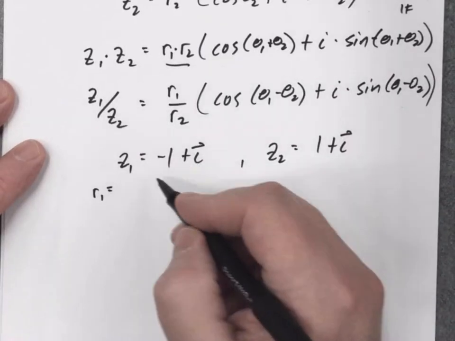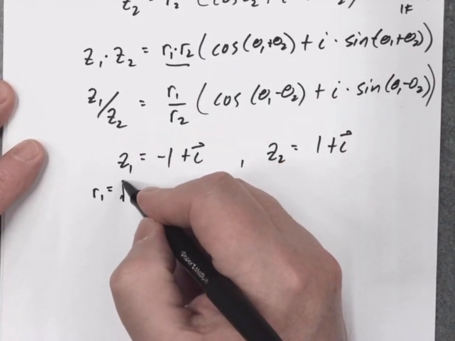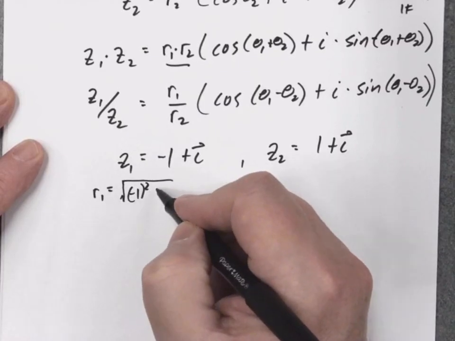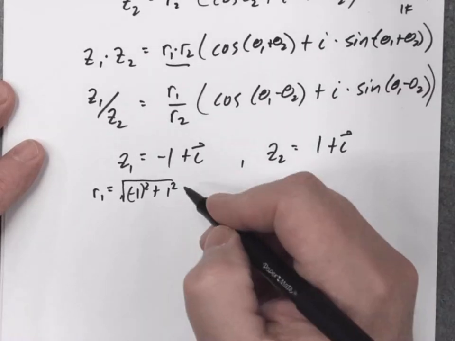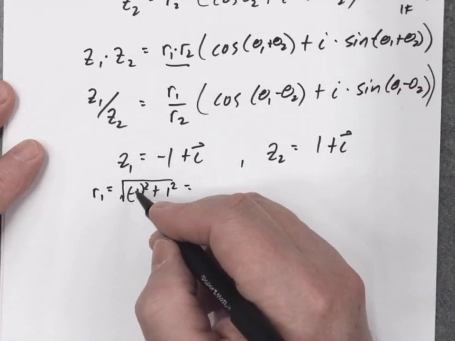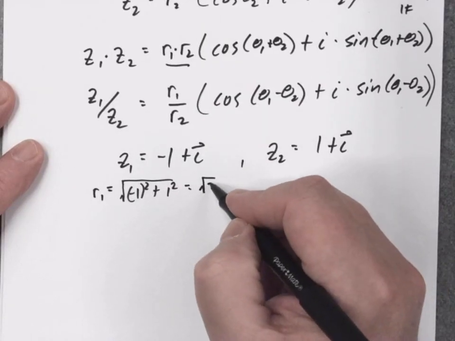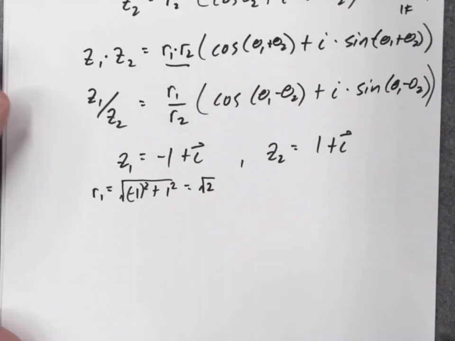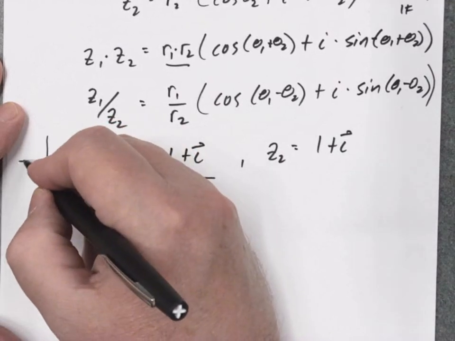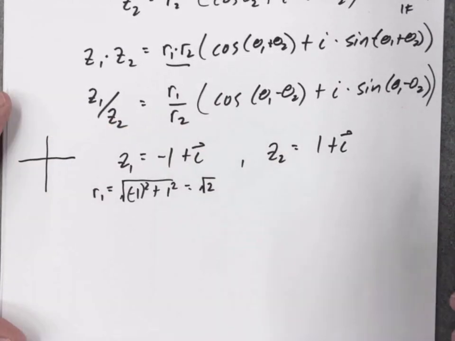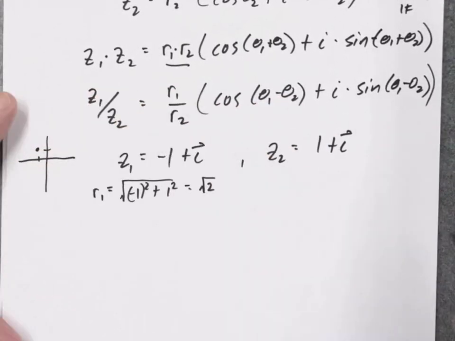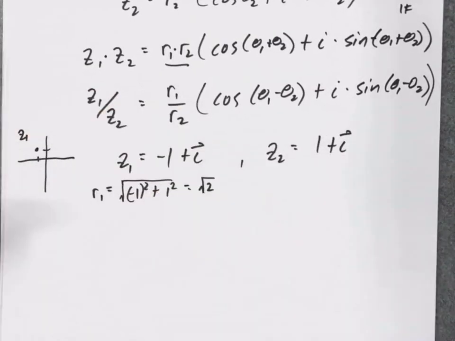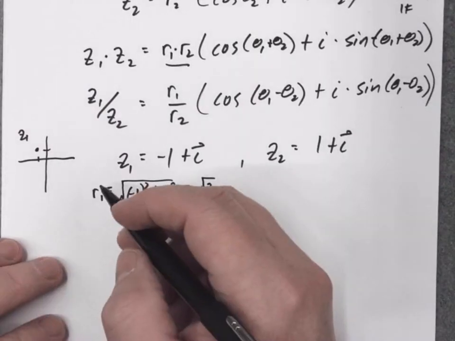Well, right, the r is going to be -1 squared plus, there's a 1 in front of the i, 1 squared. -1 squared is 1 plus 1 squared, 1 plus 1. Looks like r1 is square root of 2. Now just to be safe, I'm going to plot this complex number. So it's -1, 1. So it's in the second quadrant. Because when I find my angle, I want to make sure my angle's correct. Matter of fact, let's do it now.